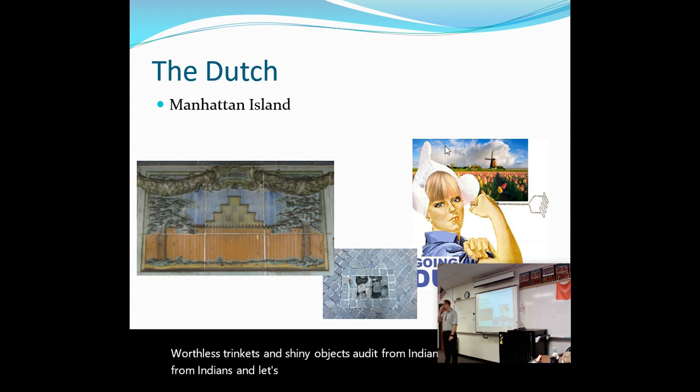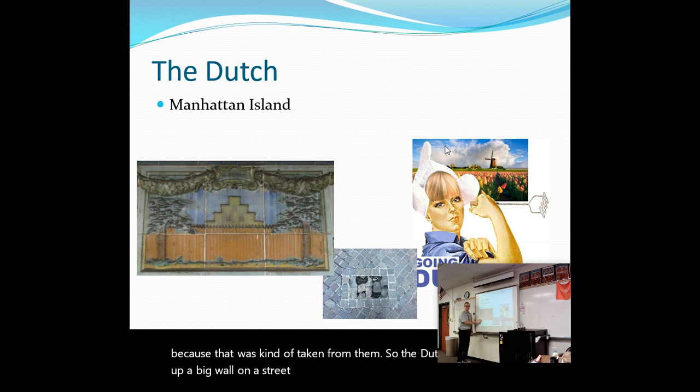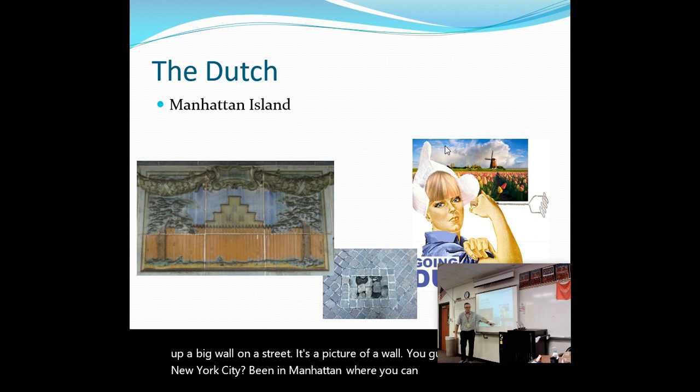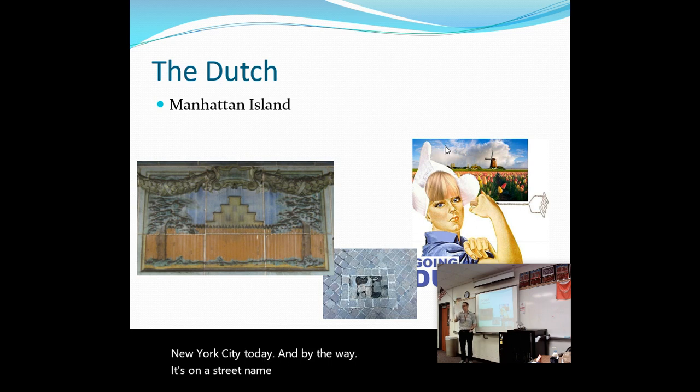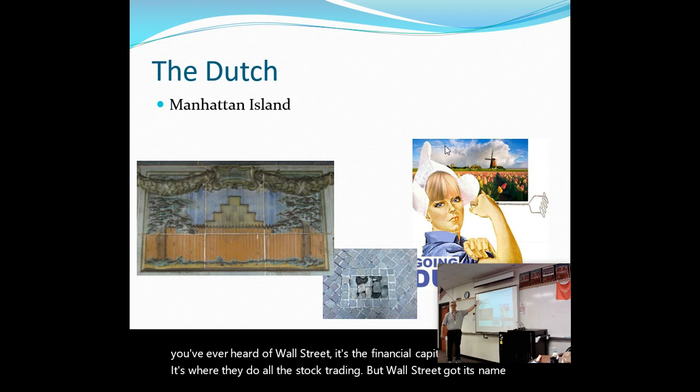And let's say the Indians didn't feel great about this deal, and there's soon conflict between the Dutch and the neighboring tribes, because it was kind of taken from them. So the Dutch have to build up a big wall on a street. There's a picture of the wall. Have you guys ever been to New York City, been to Manhattan? Well, you can see parts of that wall in New York City today. And by the way, it's on a street named after building this wall. You know what I'm talking about? Wall Street. It's called Wall Street. If you've ever heard of Wall Street, it's the financial capital of the world. It's where they do all the stock trading. But Wall Street got its name because the Dutch had to build a wall to protect themselves from the natives.